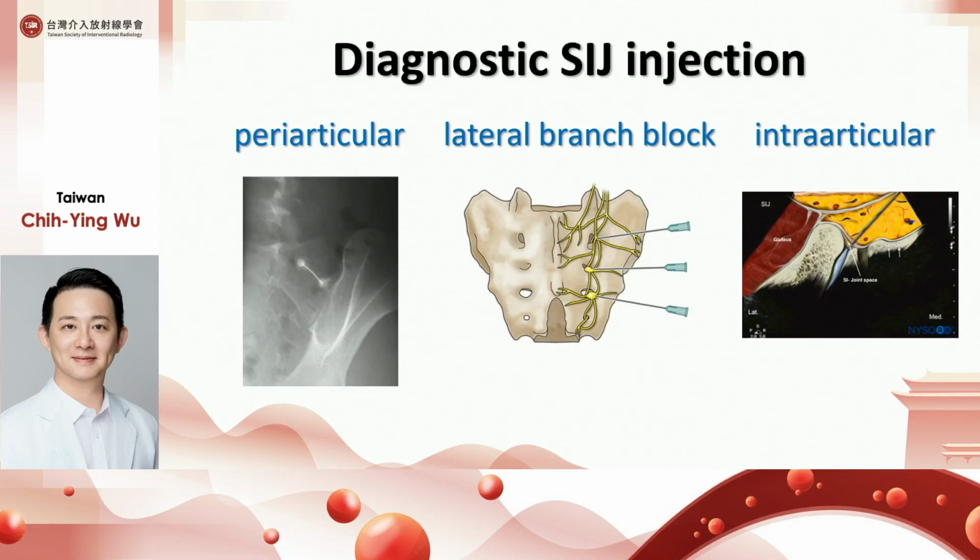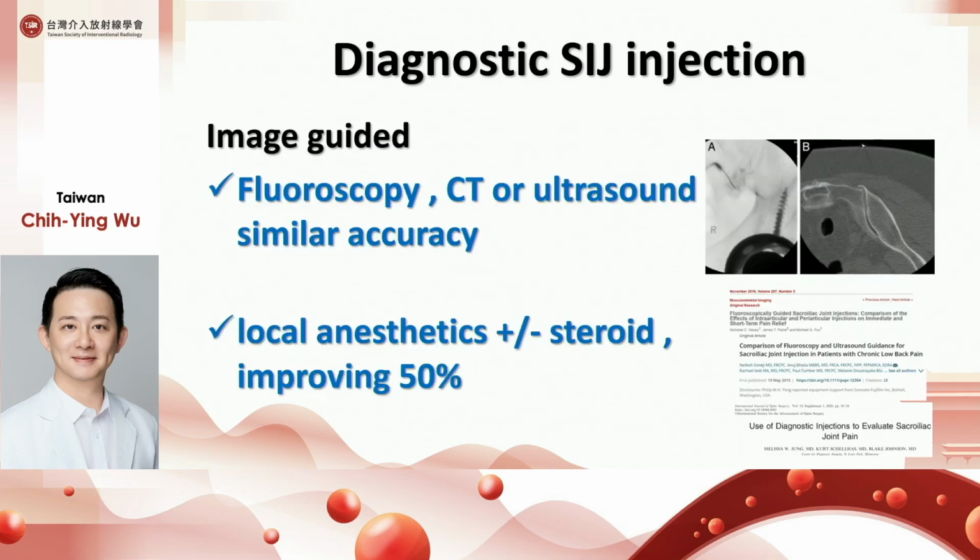There are 3 methods of diagnostic SI joint injection. The first is peri-articular injection, the second is lateral branch block, and the third is intra-articular injection. Almost all diagnostic SI injections need image guidance, including fluoroscopy, CT, or ultrasound. We usually inject local anesthesia with or without steroid.